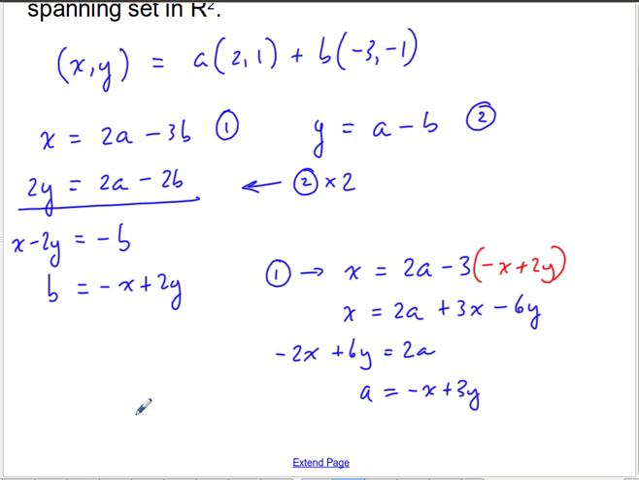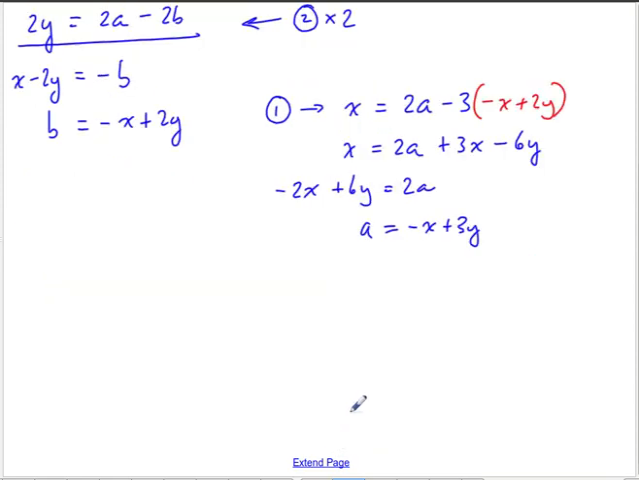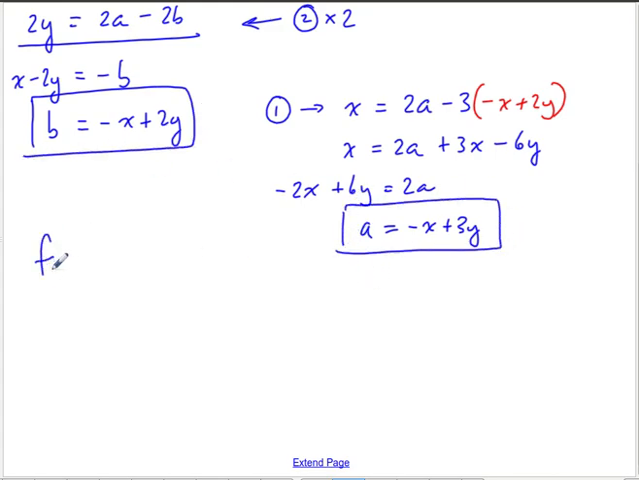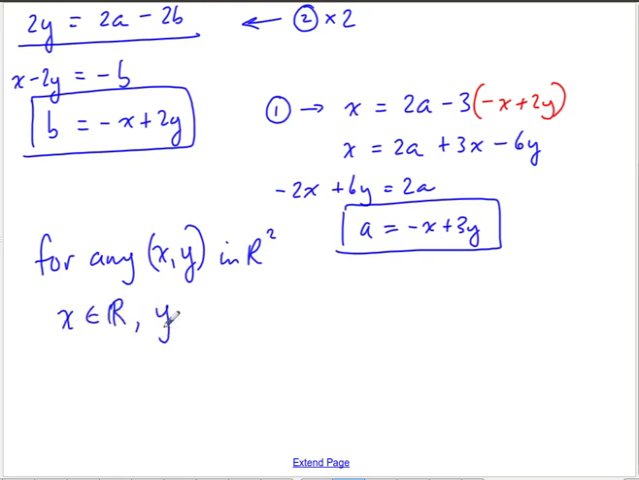Now, when I do this, what I have shown, because now we're down to important results, is that for any x, y, and remember this is a point in R2, so I'll say for any x, y in R2, x is a real number and y is a real number. That's what it means to be a point. The x-coordinate and the y-coordinate are real. Sorry, this is a vector, but these would just be the vector components, x and y.